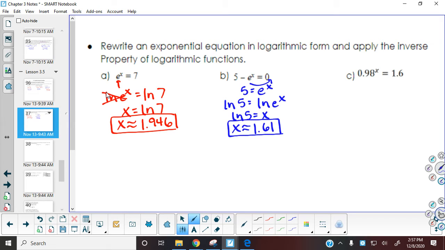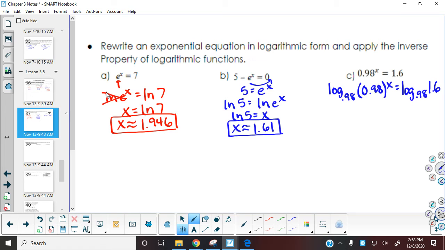For part C, it's a similar idea, except you don't have a base e. You have a base of 0.98. So this gets a little ugly. You're still going to do the log on each side, but you're going to do log base 0.98. So log base 0.98 of 0.98 to the x, and since you did log base 0.98 to the left, you're going to do the same thing to the right.